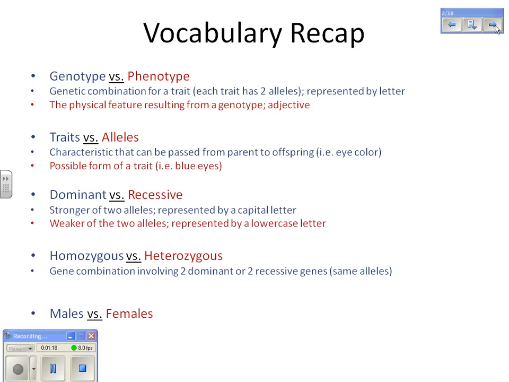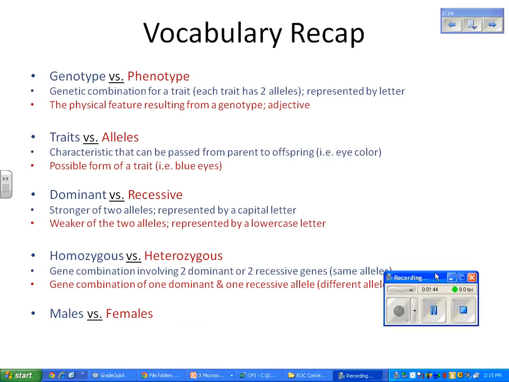When we have those combinations of alleles, so we have 2 letters going on, we have 2 different options. One can be homozygous, which is a gene combination involving either 2 dominant or 2 recessive genes. In either case, they will be the same allele. And then we have heterozygous. Hetero means different, so they're going to have 2 different alleles, one being dominant and one being recessive.